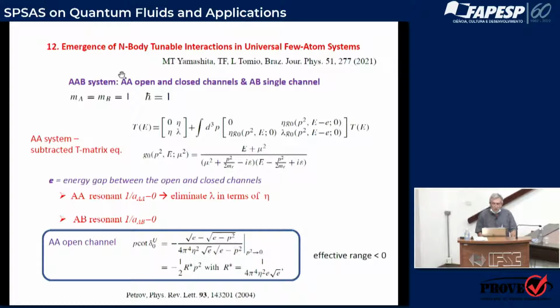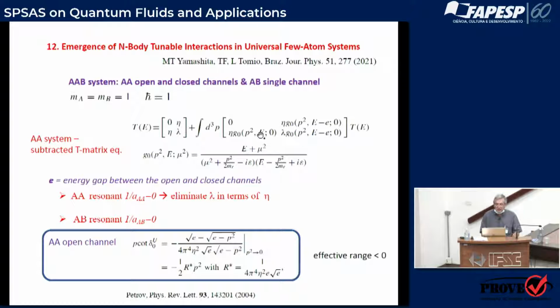So this is just the two-body T matrix in the channel AA, where you have two coupled channels, and then you can solve this. You can use the subtracted Green's function, and this is the eta, just the coupling between the open and closed channel, and we put here another parameter. And of course, this kind of T matrix, or scattering amplitude, can give you scattering length infinity, even if the interaction is zero in the open channel.